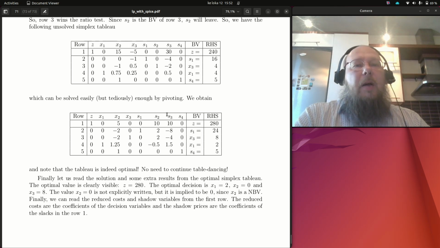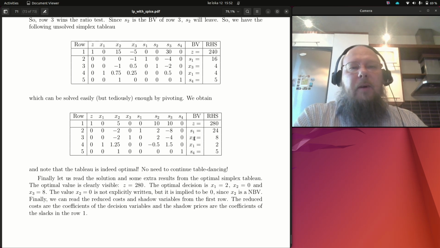Alright, now we have the following simplex tableau. So this is solved with these basic variables. So now all the other variables were okay. X3, let's look at that. So it appears in its own row and doesn't appear in any other rows.